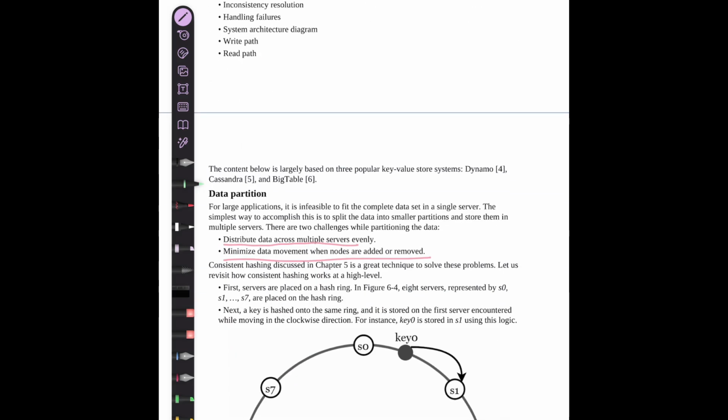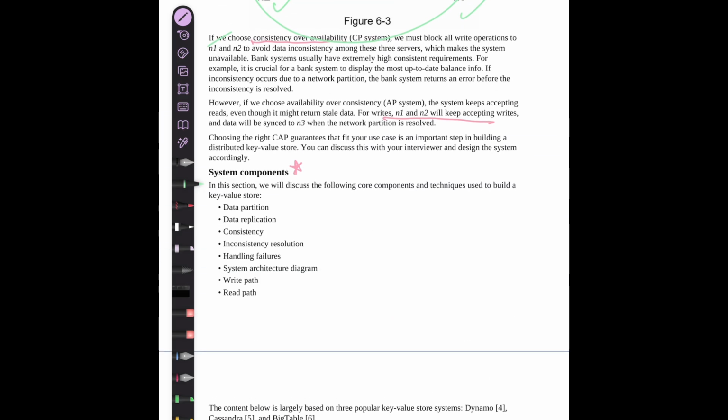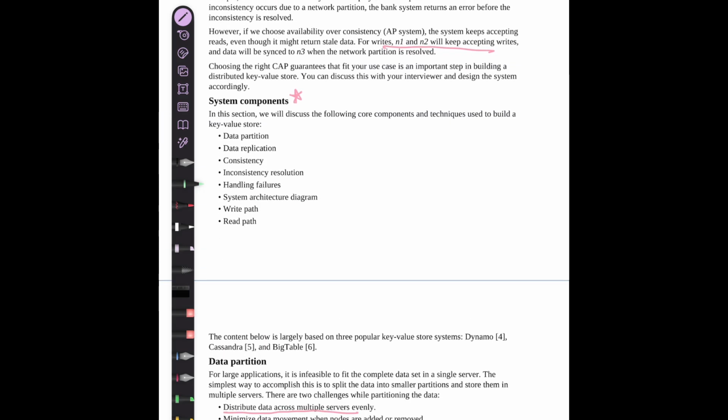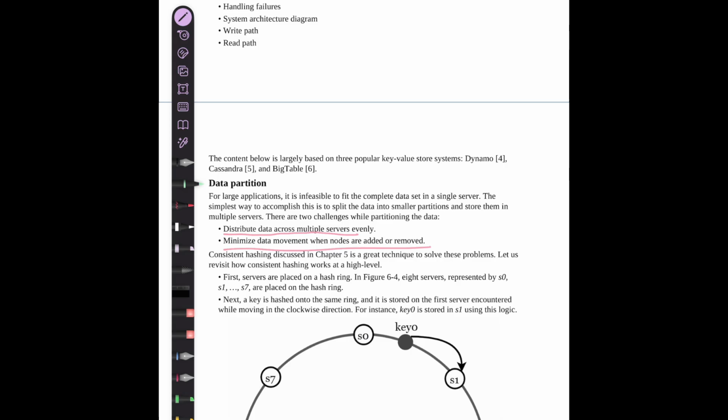Okay? So now we'll discuss some core components, some core fundamentals that are used to build a key value system. First comes data partition. Why are we talking about data partition? See, the data is very large. If you talk about any company, you will realize how much data they store. They can't do it on a single server, right? So they need to distribute the data.